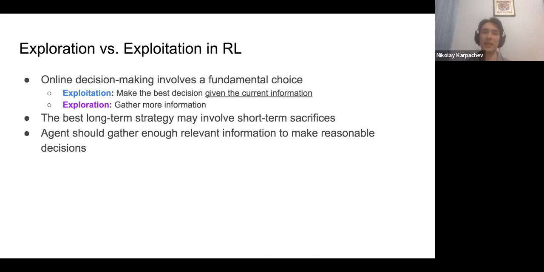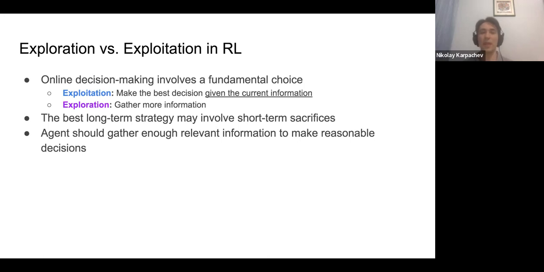If we decide, for example, that we know enough about the situation that we are in, it would be wise to make the best decision from our current perspective. That's called exploitation. On the other hand, we have exploration.